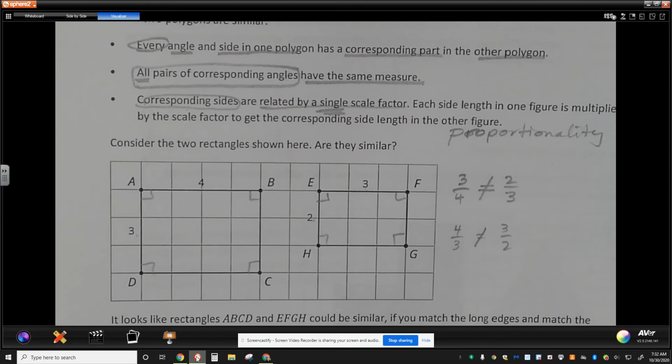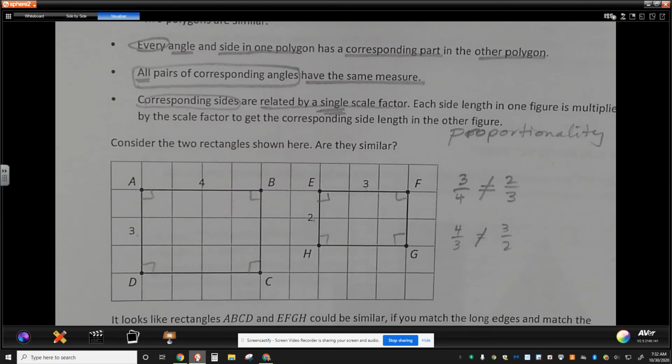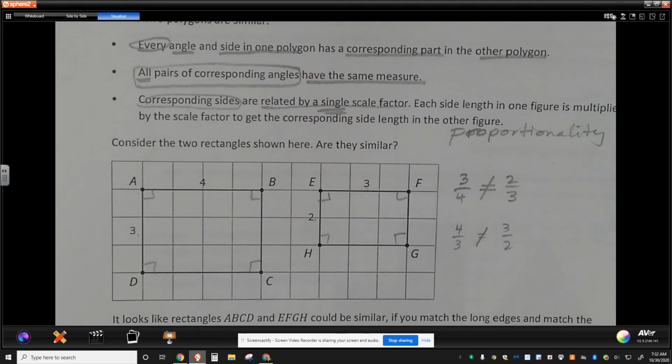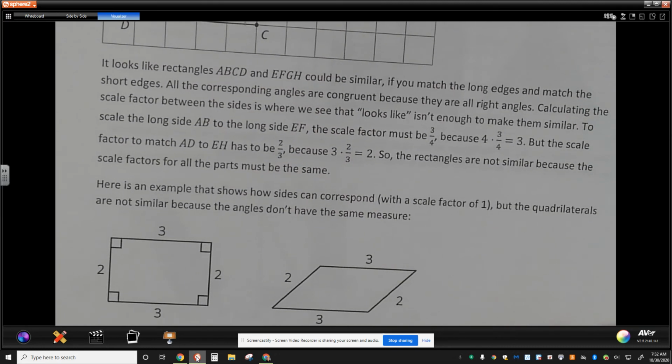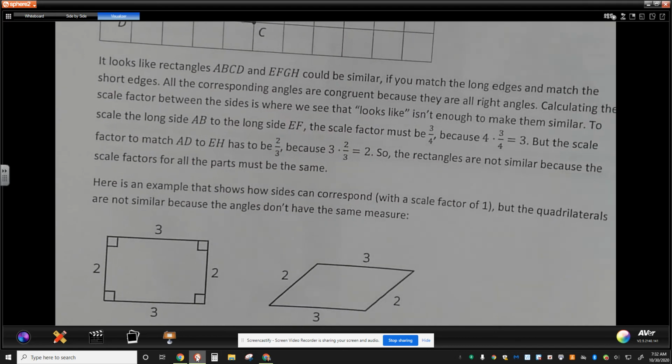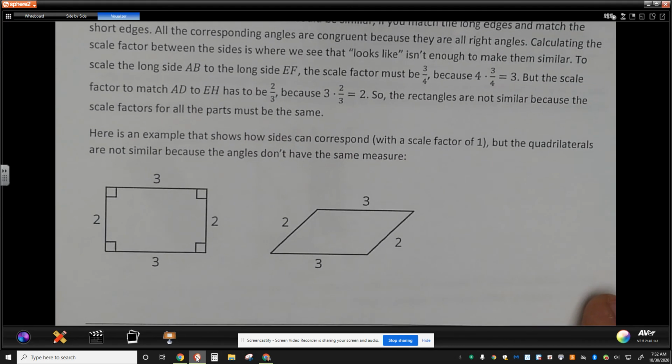It looks like the rectangles could be similar if you match the long edges and match the short edges as corresponding sides. All the corresponding angles are congruent because they're all right angles, but calculating the scale factor on what we think it looks like isn't good enough to make similarity. We have to understand that the scale factor has to be consistent all the way across, all the way around for all the parts. So these rectangles are not similar because the scale factor for all the parts must be the same.